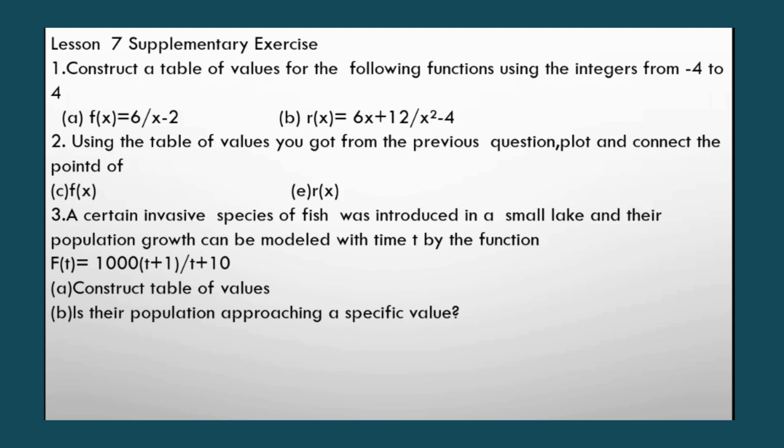2. Using the table of values from the previous question, plot and connect the points of f of x and r of x. 3. A certain invasive species of fish was introduced in a small lake and their population growth can be modeled with time t by the function f of t equals 1000 plus 1 over t plus 10. A. Construct a table of values. B. Is their population approaching a specific value? Representations.